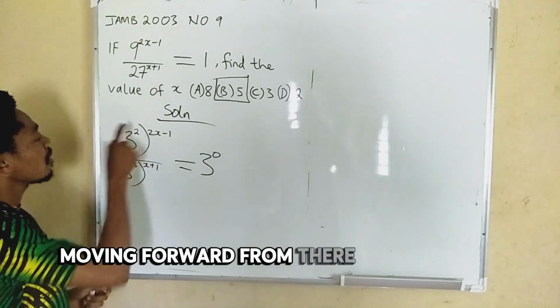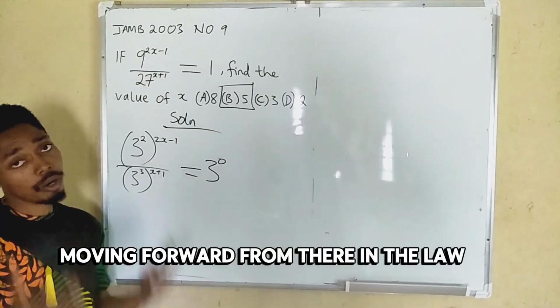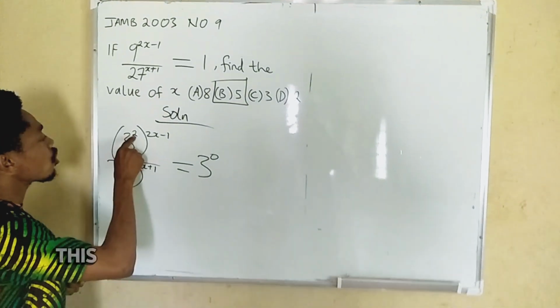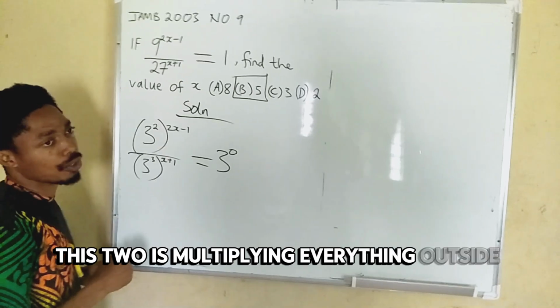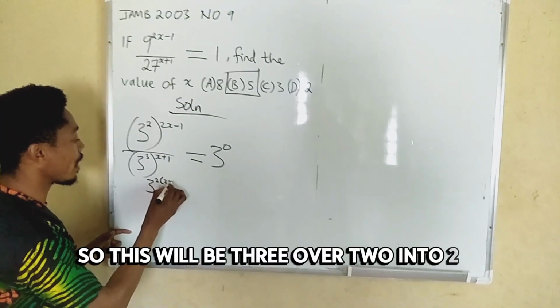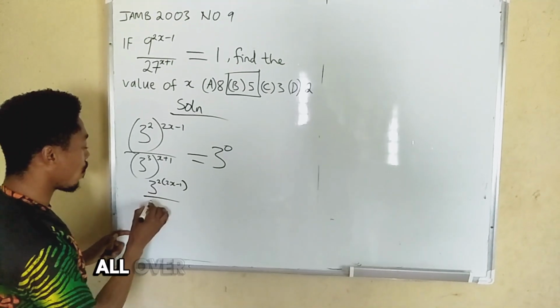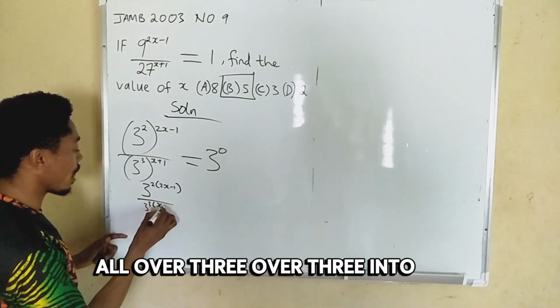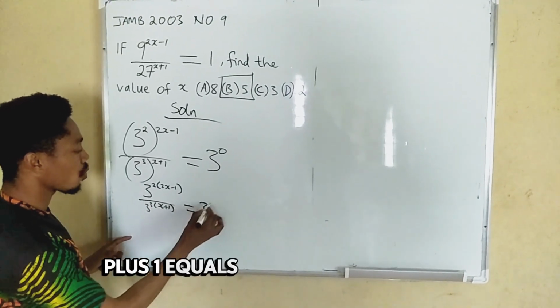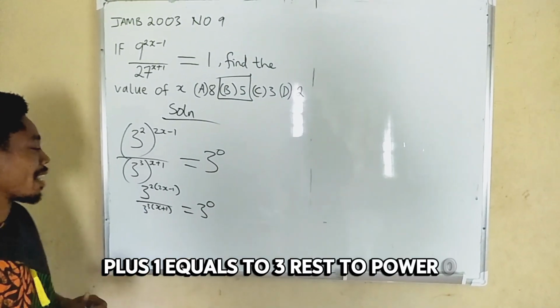Moving forward from there, in the law of product, in the product rule of indices, this 2 is multiplying everything outside that bracket. So this will be 3 raised to the power 2 into 2x minus 1 all over 3 raised to the power 3 into x plus 1 equals to 3 raised to the power 0.